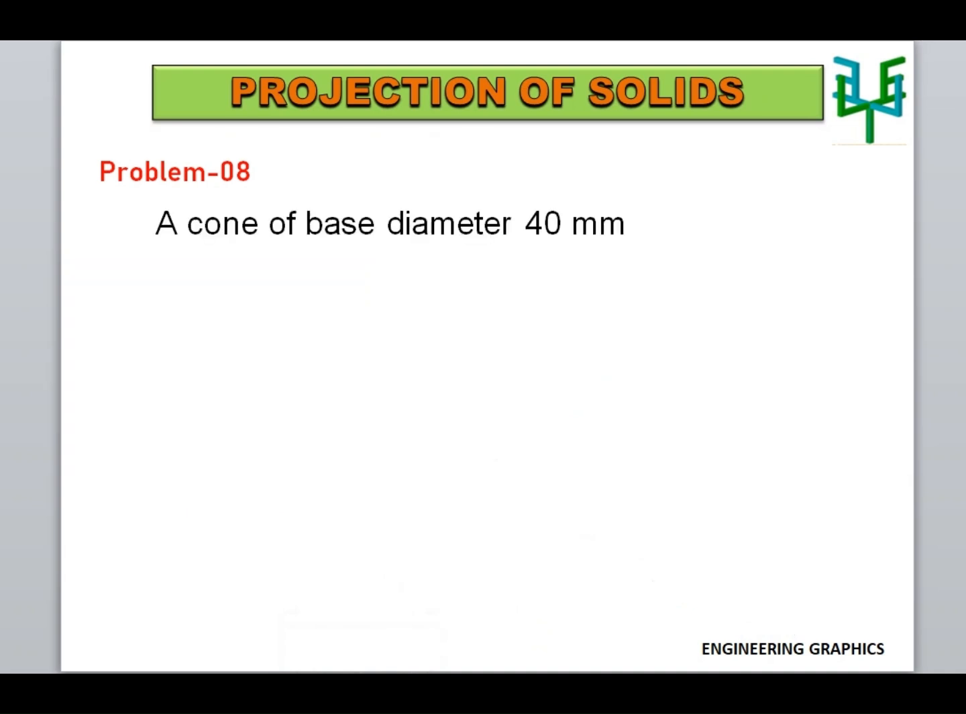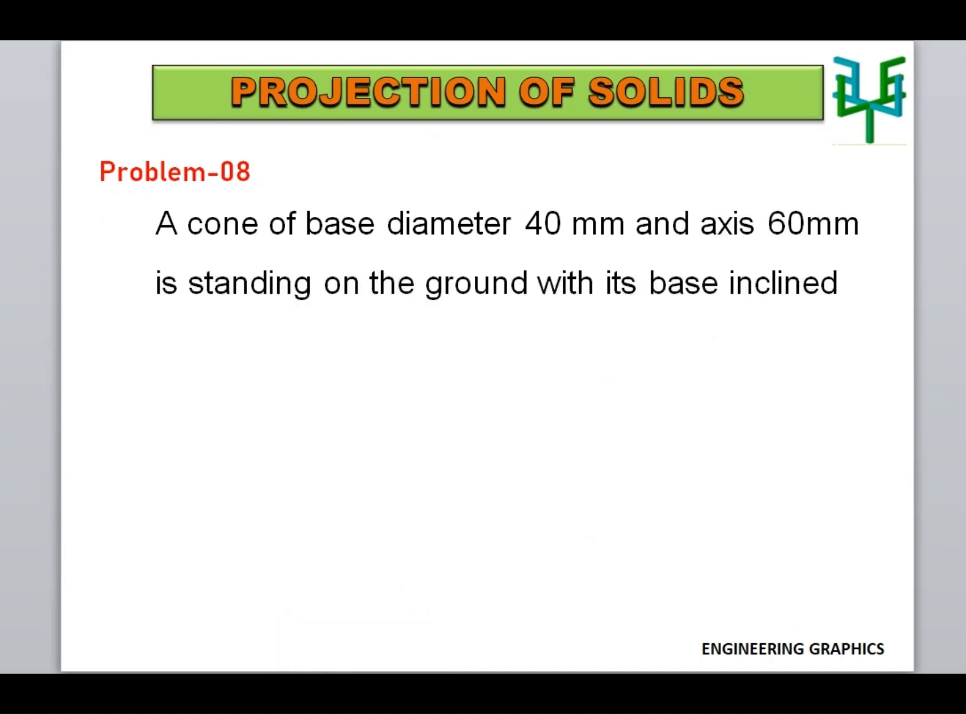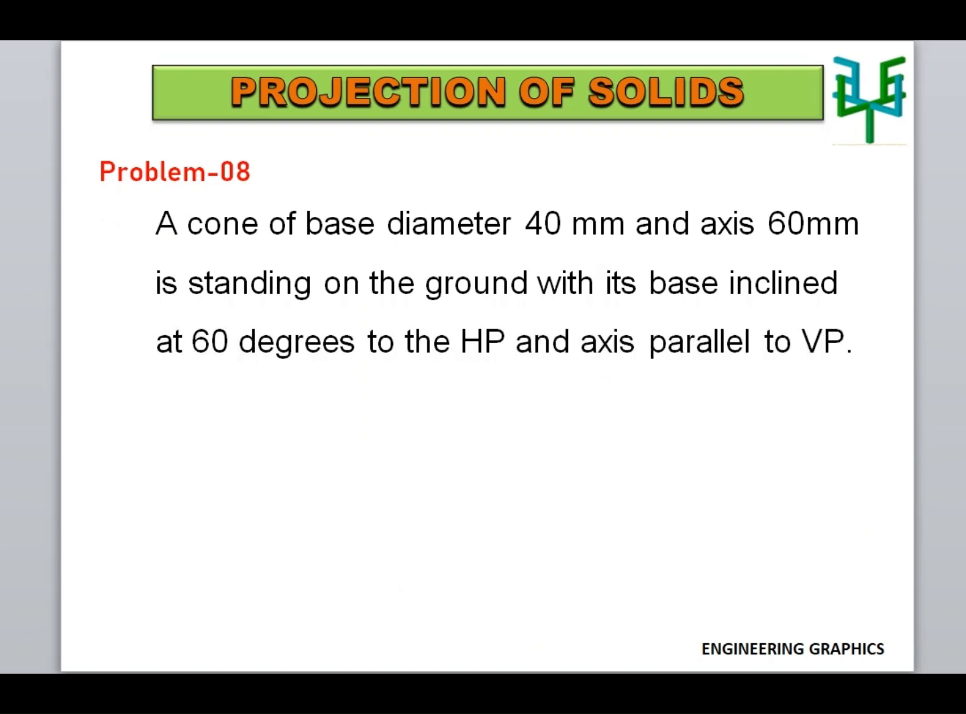A cone of base diameter 40 mm, and axis 60 mm, is standing on the ground, with its base inclined at 60 degrees to the HP, and axis parallel to VP. Draw the plan and elevation of the cone.